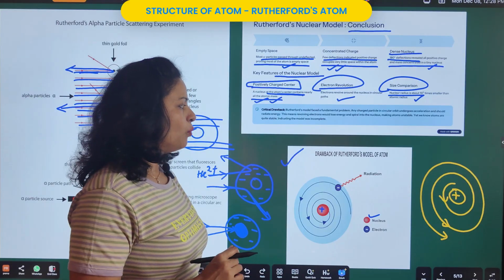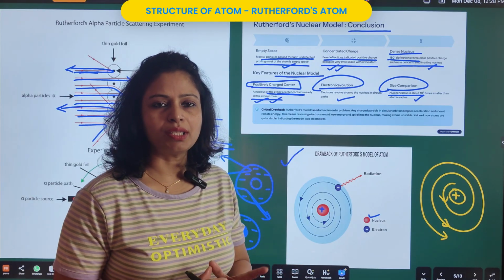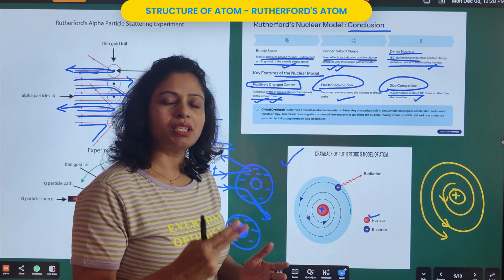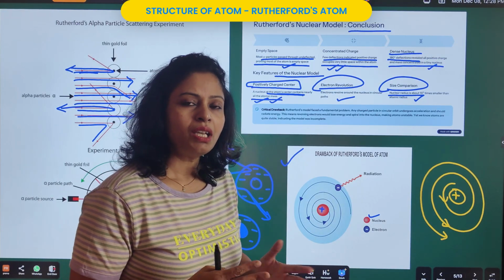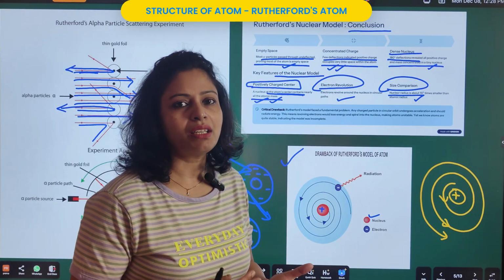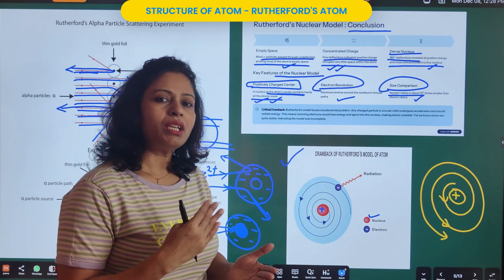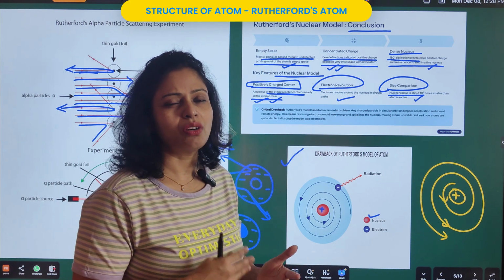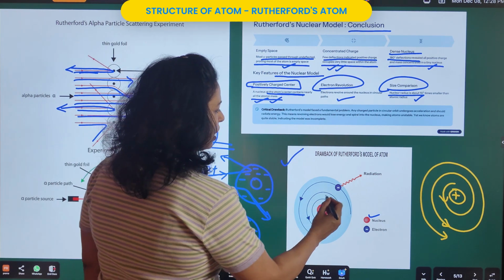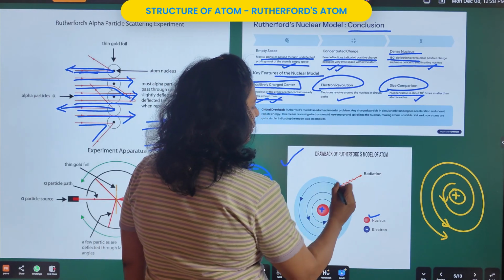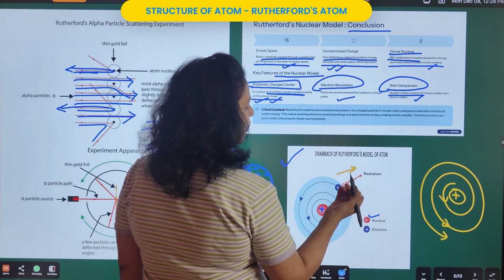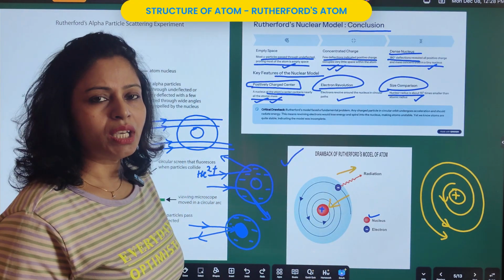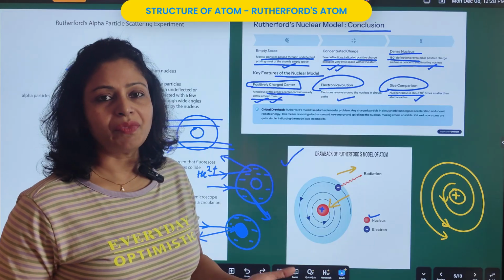So what was the drawback of Rutherford's model? When the electron is revolving around the nucleus, it is in motion, so it has some accelerated motion. When a body is moving in accelerated motion, it always loses energy, it always radiates energy. So the moving electron will radiate some energy. Ultimately it will lose all its energy and fall back onto the nucleus. That was a drawback Rutherford could not explain.